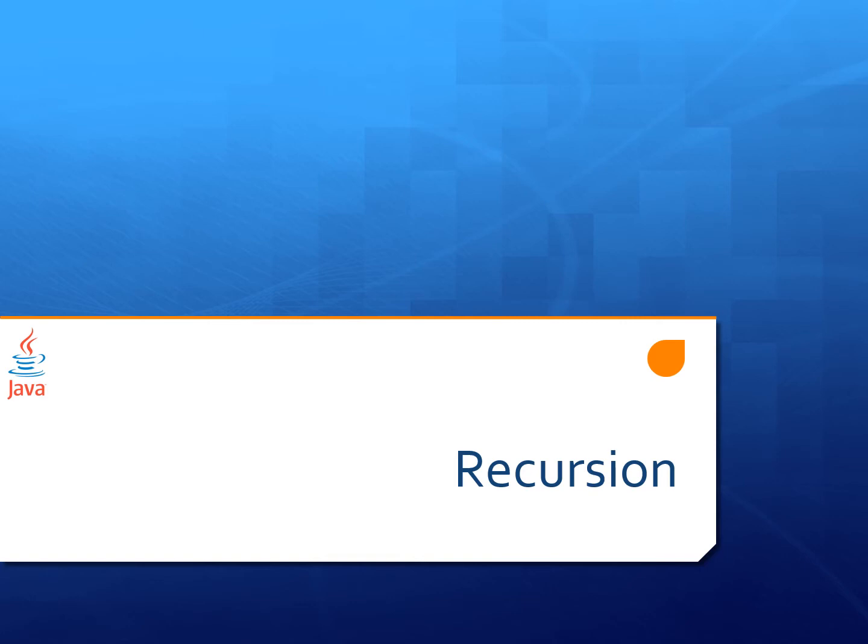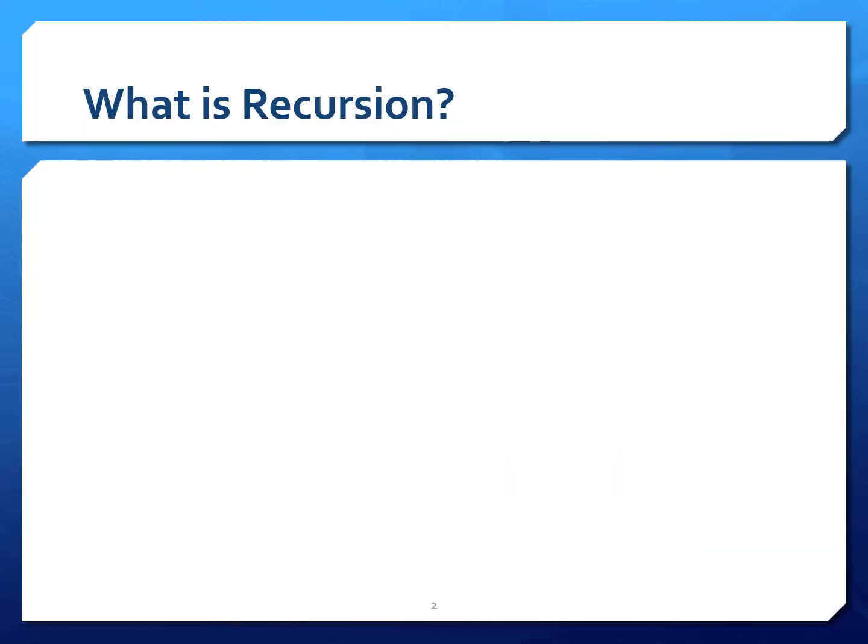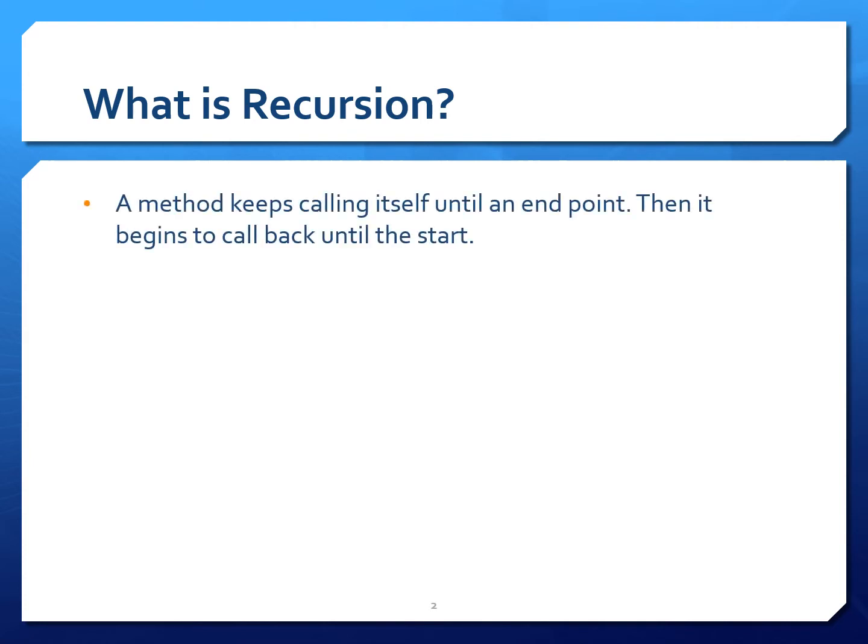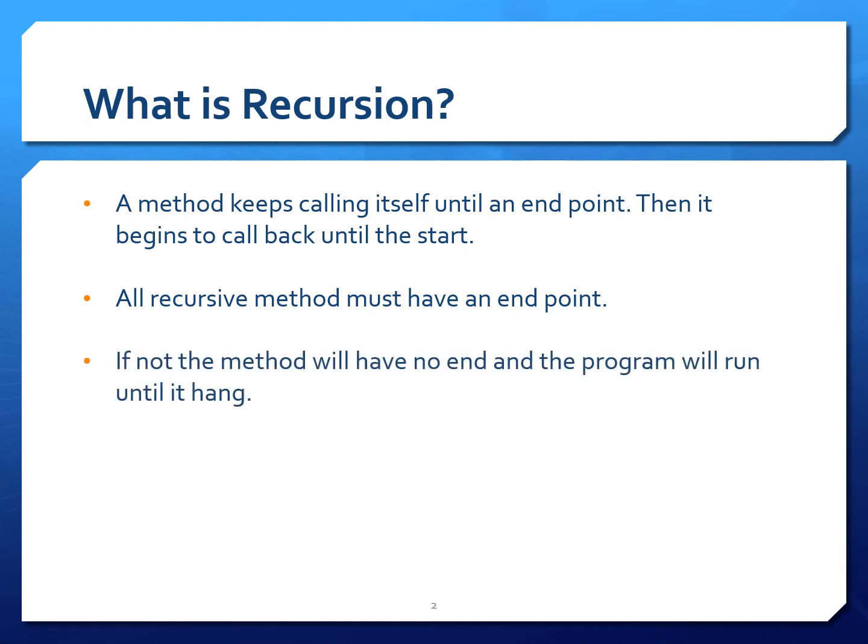In this lesson, we will learn the basics of recursion. A recursion occurs when a method keeps calling itself until an endpoint. Then the method begins to call back until the start. All recursive methods must have an endpoint. If not, the method will have no end and the program will run until it hangs.